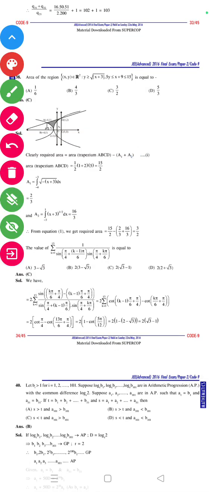{(x, y) belongs to R square : y is much greater than root of x plus 3, and 5y is less than or equal to x plus 9, y less than or equal to 15} is equal to, तो यहाँ पर हो गया A (-4,1), B (-4,0), A1, A2, (-3,0), O, C (1,0), D (1,2) दिया हुआ है। So clearly required area is equal to area of the trapezium ABCD minus (A1 plus A2), and the area of trapezium ABCD is equal to half into (1 plus 2) into 5, which is 15 by 2.